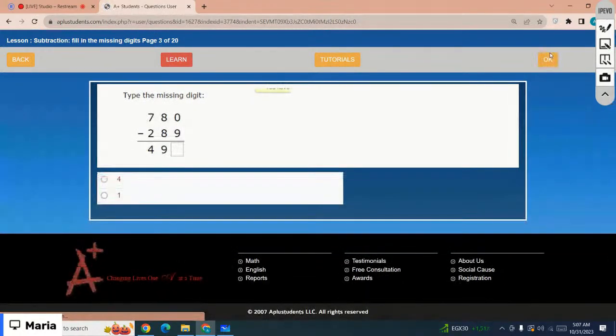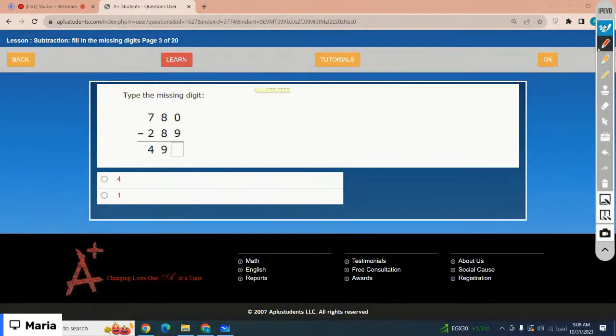Okay, the next one is 0 minus 9. Which is the correct option? You cannot subtract 0 out of 9, right? That means you must borrow 1 from here to make it 10. 10 minus 9 is 1. So the missing number is 1. Got it? The missing number is 1.